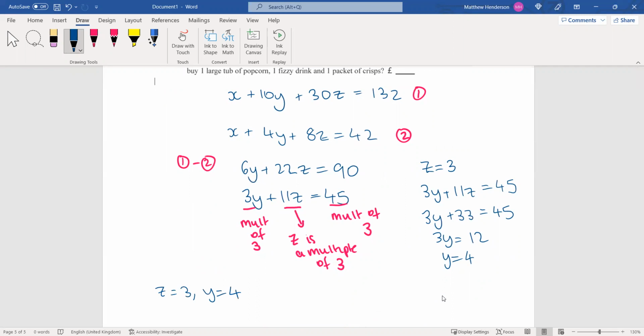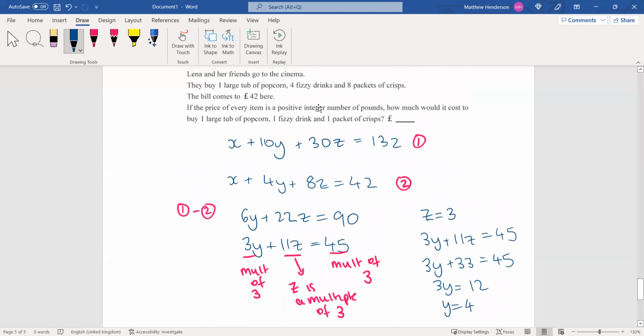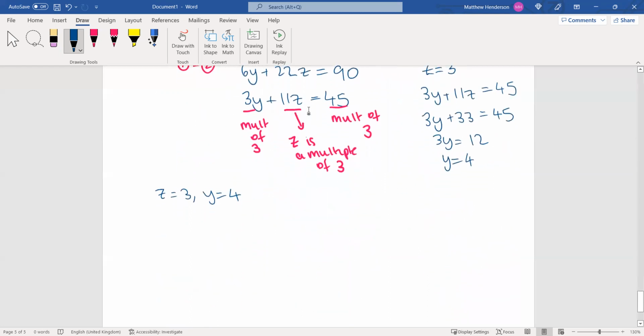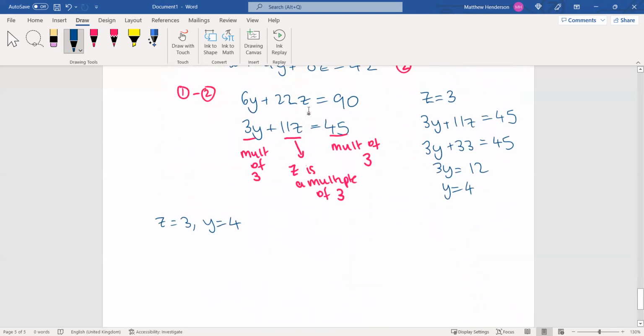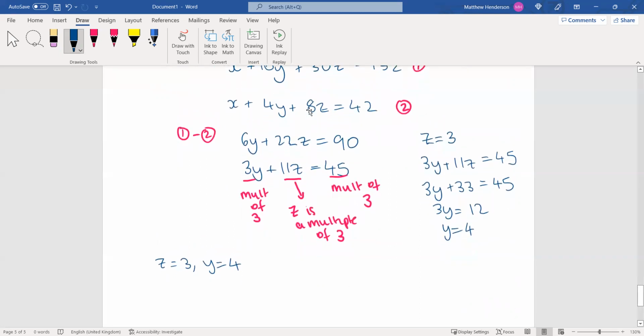And then we need to try and find X. Before we do that, I just want to consider, are there any other possible solutions? So using our coefficient, let's increase Z by the Y coefficient, which is 3. We would get Z is equal to 6, but then Y needs to decrease by that Z coefficient, which would give us a number way below 0. And I think we know from the question that everything has to be a positive integer number of pounds. So we just need to try and find the value for X now.